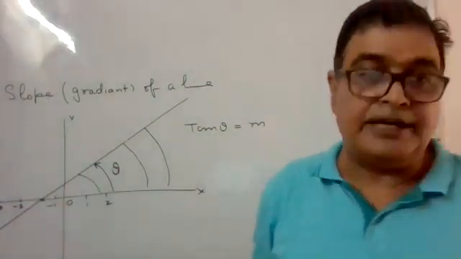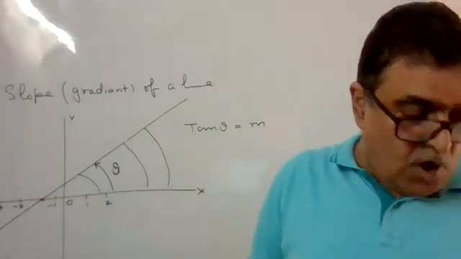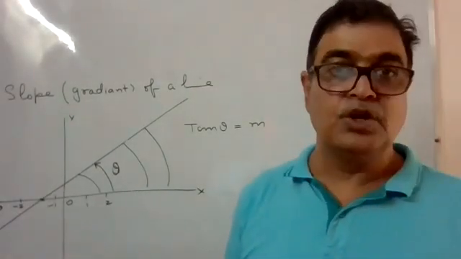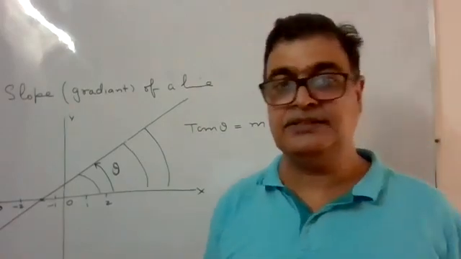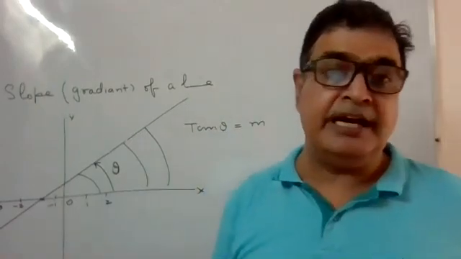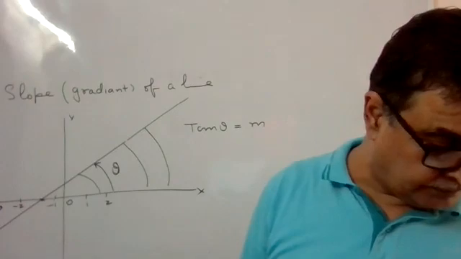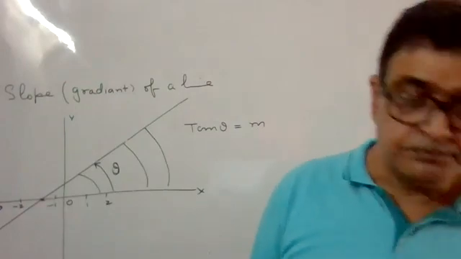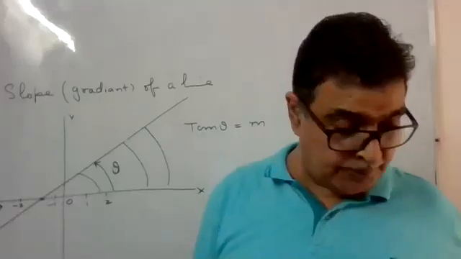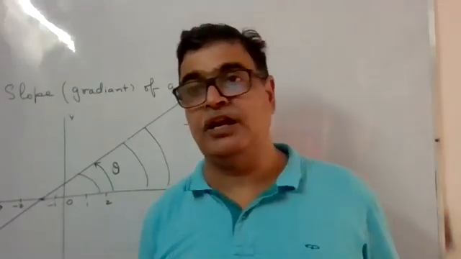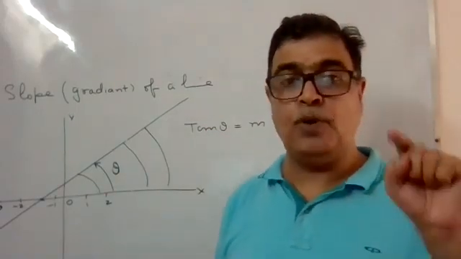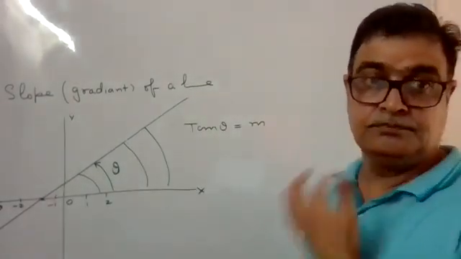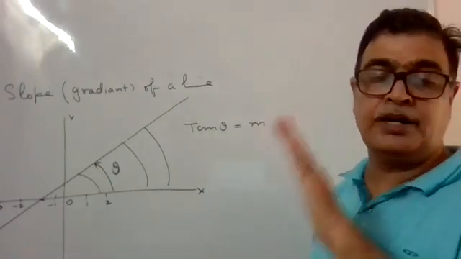So write down the trigonometrical tangent of the angle that a line makes with positive direction of x-axis in anti-clockwise direction is called slope or gradient of a line. It is also called as slope or gradient of a line.